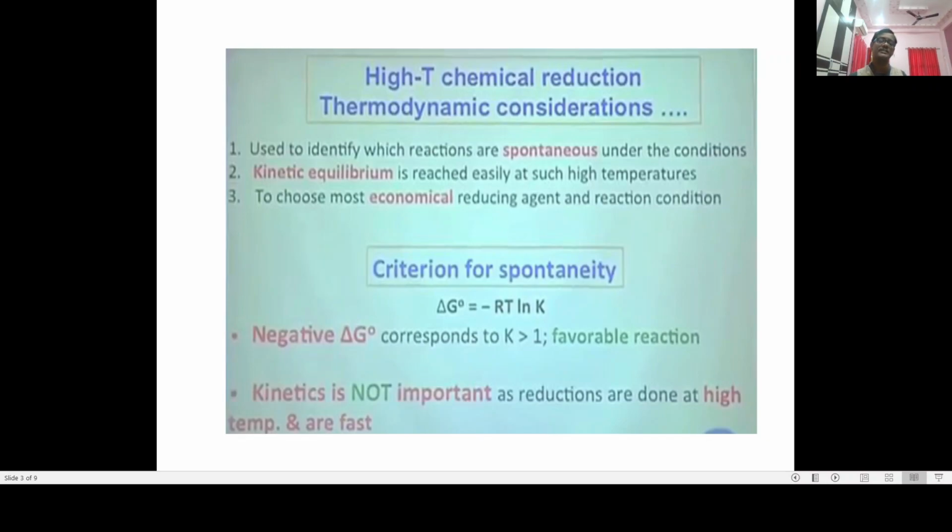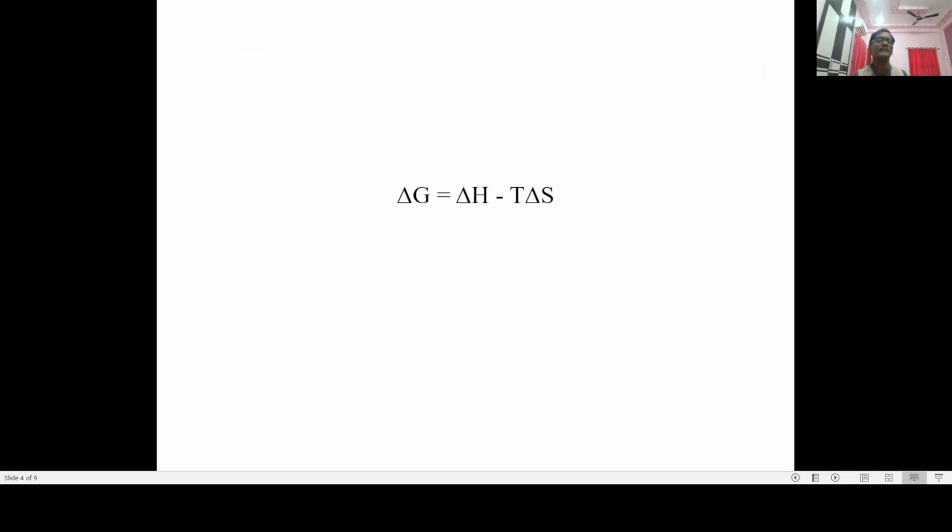The criterion for spontaneity is that we know from thermodynamics that delta G0 is minus RT ln K. We have to make delta G negative so that K is greater than 1, which means a favorable reaction. Kinetics is not important as reductions are done at high temperature, so thermodynamics is important here.